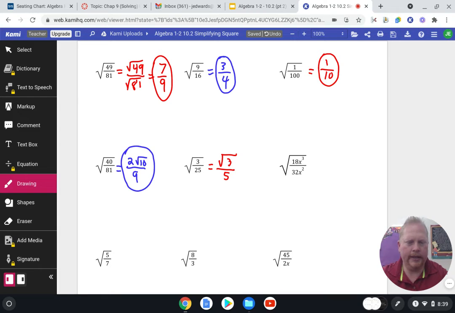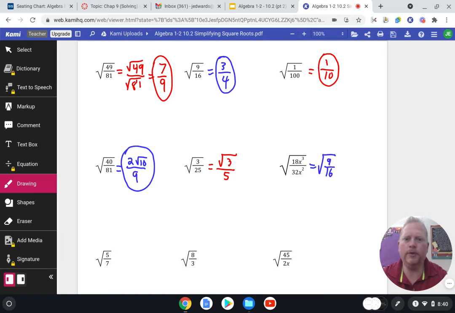All right, next question. Oh, we throw some variables in here. Looks like neither one of those are perfect squares. But something I can do is double check. Can anything reduce? Before we even start messing with the perfect square, let's see if we can reduce. 18 and 32. 2 can go into both of those. So that reduces down to 9. And that reduces down to 16.